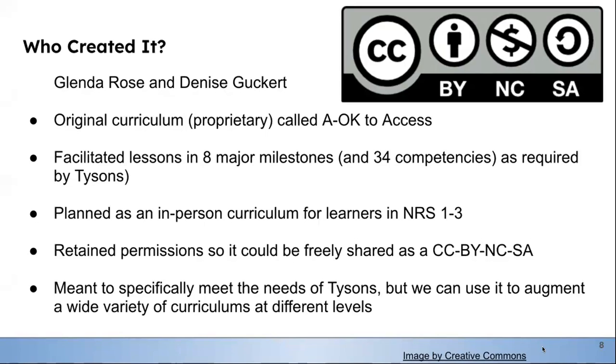And this was created, as I said before, as a proprietary curriculum. It was owned by Tyson's. And Tyson's was looking for basically 8 major milestones and 34 competencies. So they created a curriculum that would have English language learning opportunities, as well as the digital literacy skills tied together in one place. They allowed Glenda and Denise to retain the permissions so that this could be shared as an open educational resource. You can see here this little picture that says CC BY-NC-SA.